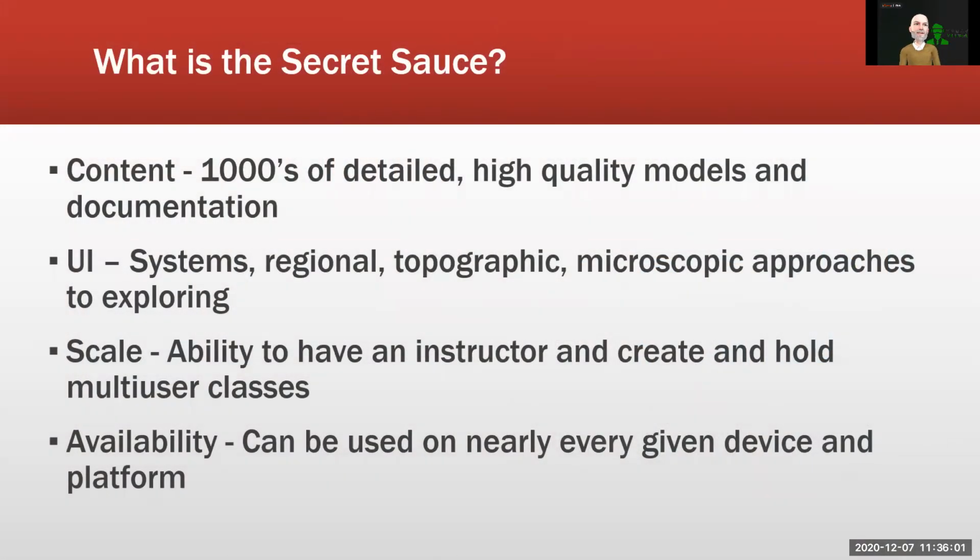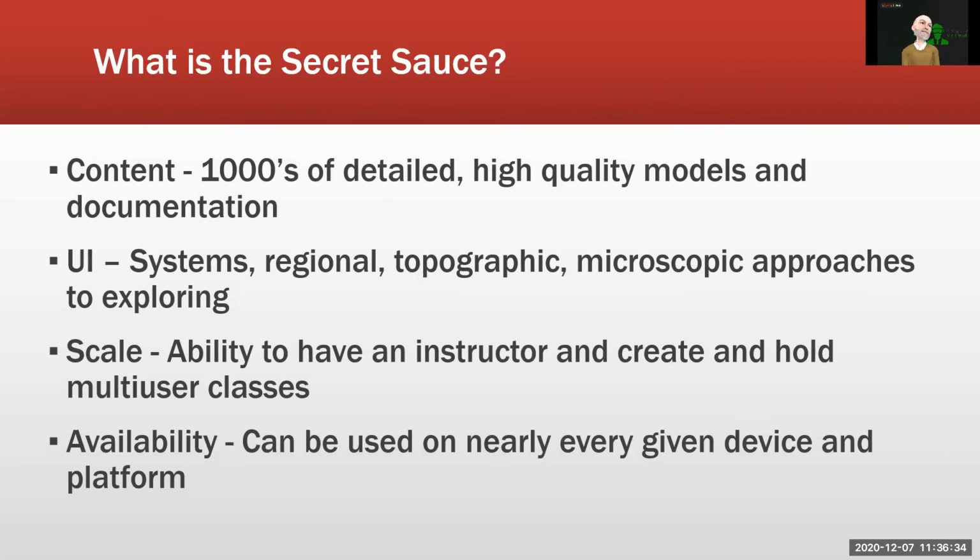Okay, so what's the secret sauce here with 3D Organon? Well, it contains thousands, I would say over 10,000 detailed, high quality models, images, and documentation. It is jam-packed with every component of anatomy you might want to study. It's got a great UI. You can break things down systems-wise, regionally, topographically. You can look at microscopic approaches.